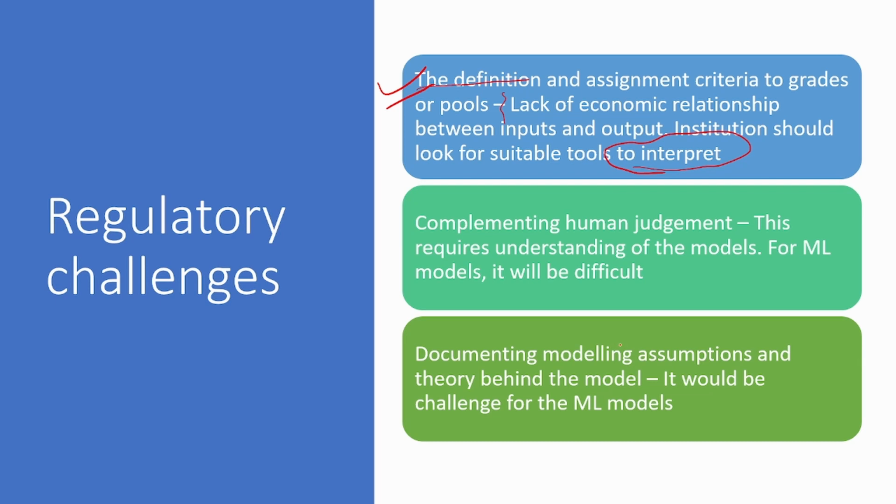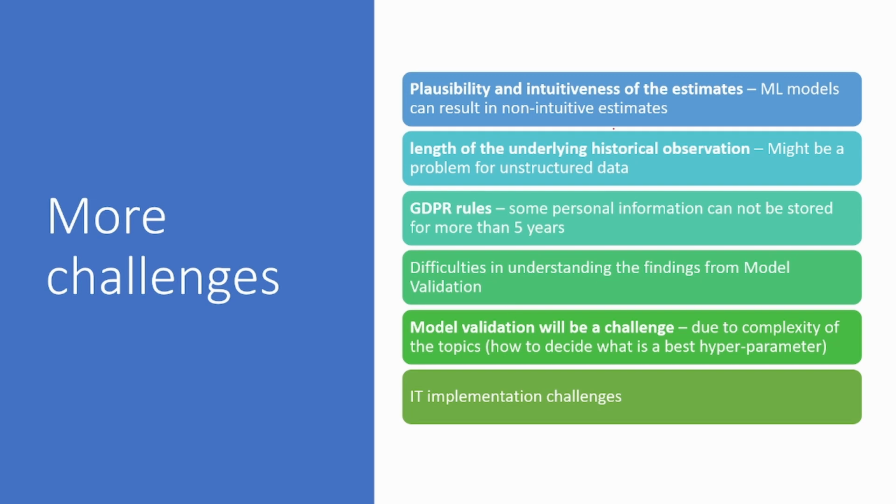Maybe for neural networks and all, the theory may not be too developed, but for example, for a random forest or a boosting or bagging model, the theory is quite clear, or even for a support vector machine. You can write the theory properly and explain it in the document. However, regulators have some issue with that, and they have pointed this out here. The next challenge, for example, is plausibility, intuitiveness of estimates. ML models can result in non-intuitive estimates.